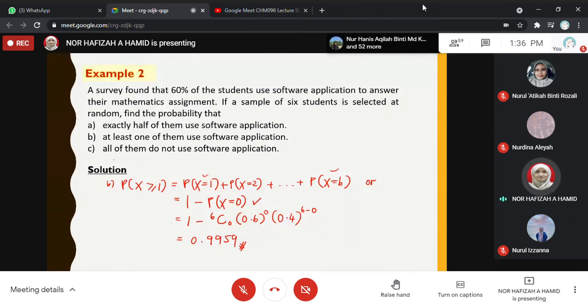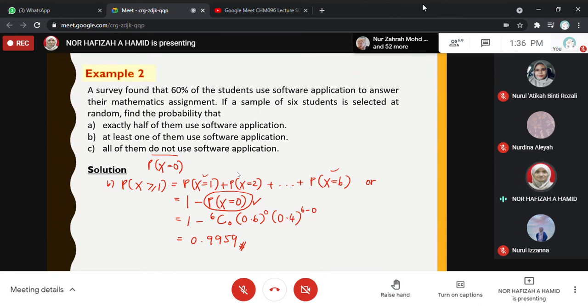Untuk yang C, all of them do not use. So kalau do not use, maknanya probability X is equal to 0. So you calculate probability X equal to 0, sama macam ni tadi, you calculate probability and you have the answer is 0.0041. Okay, so example 1 and 2 ni actually ada dalam recorded video, so you will refer juga recorded video.